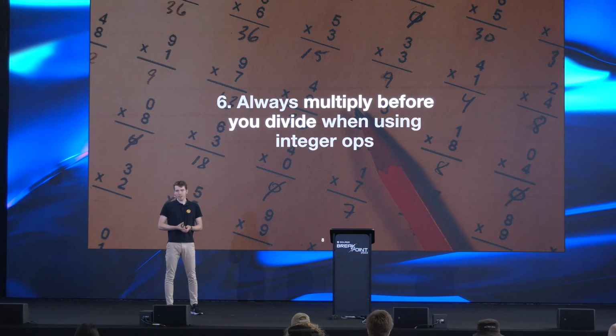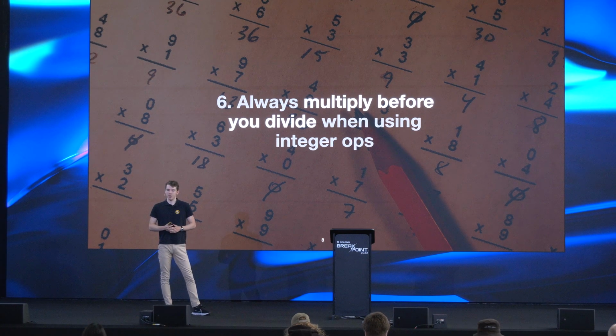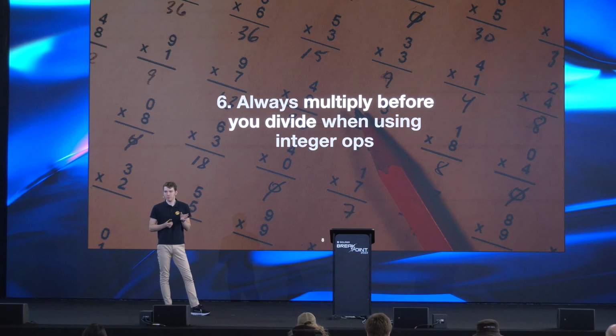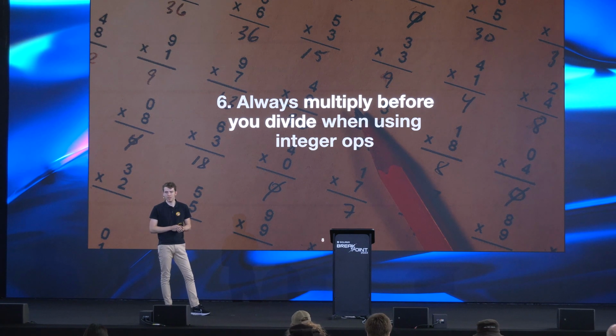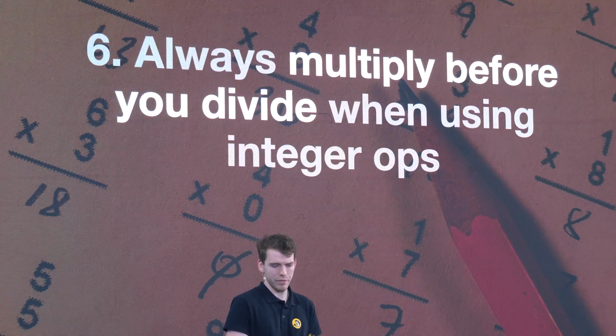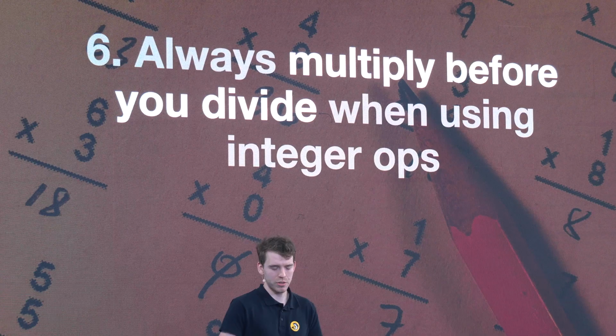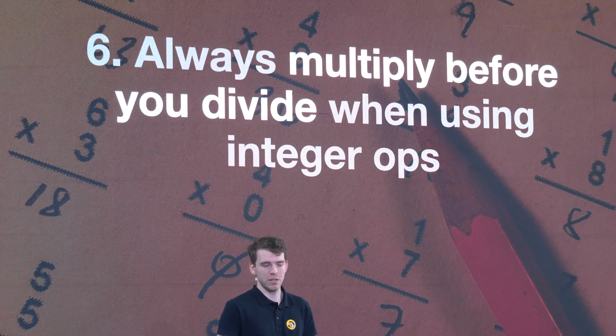The next one is also related to integer math, and that's the order of operations. Because with integer math, especially when we're doing operations like division and square roots and things like that, we have a loss of precision. So for example, if I have 7 and I divide it by 2 using integer math, I get 3 instead of 3.5.